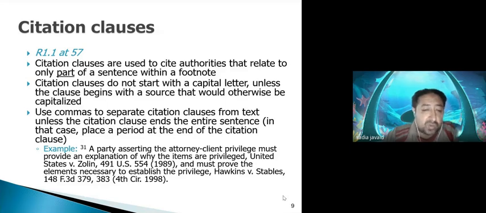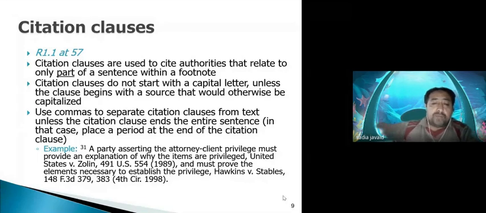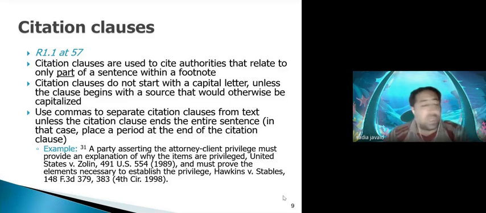United States v. Zolan, 491 US 554, 1989, and must prove the elements necessary to establish the privilege. Hawkins versus Stables, 148 F.3d 379, 383, 4th Cir. So this one is just like an example.